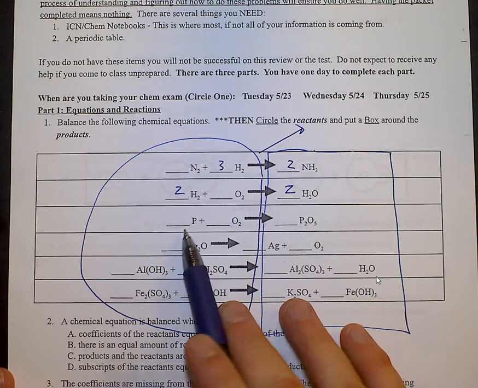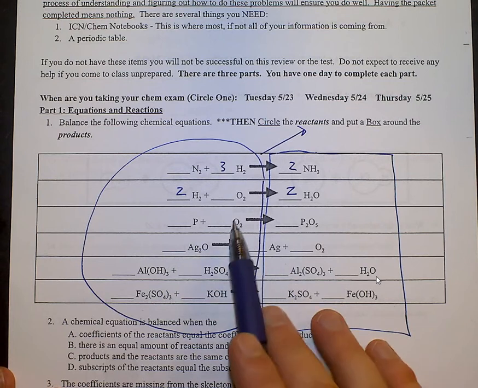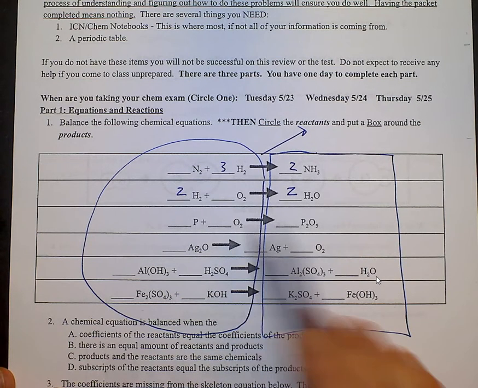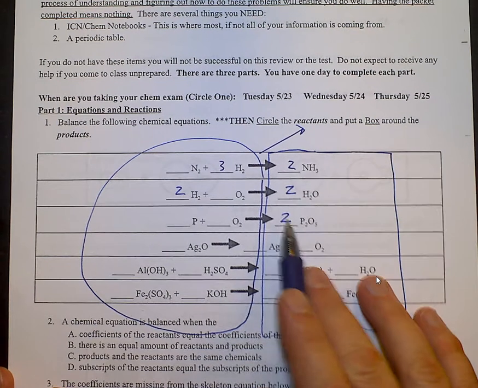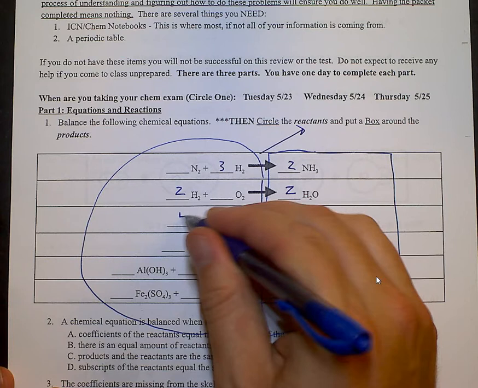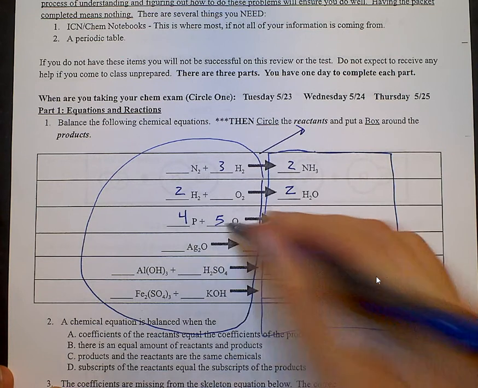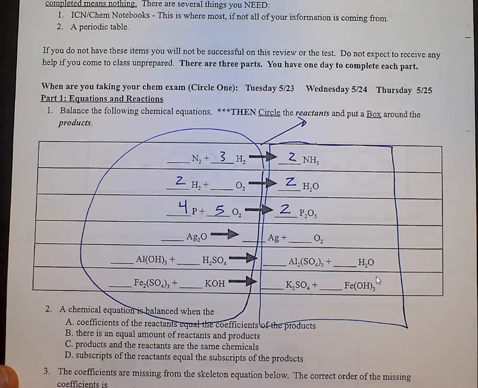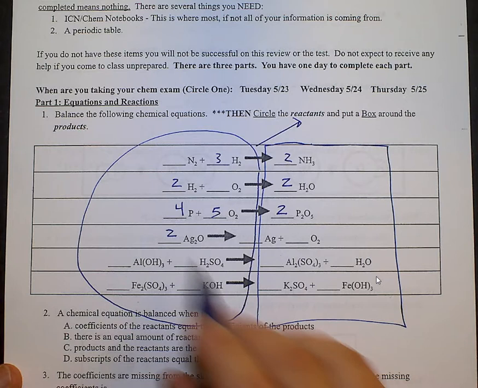1, 2, 2, 5. That's a problem. There's nothing here we can times it by to get up to 5. Let's make this all even. We now have 4. 2 times 5 is 10. 5 times 2 is 10. Balanced. 1 oxygen, 2 oxygens. 2 times 2 is 4.